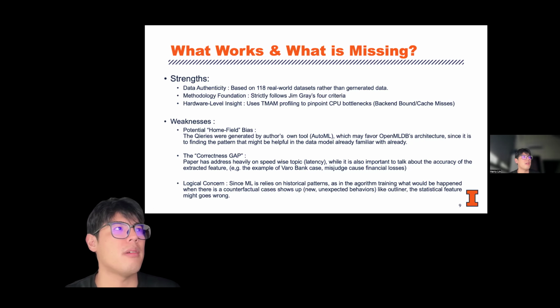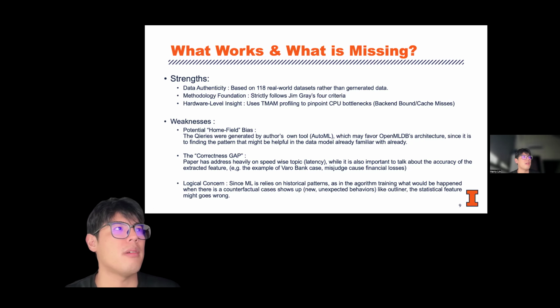And following that is a weakness, the potential home field bias. The queries were generated by the authors with tools like AutoML, which may favor the OpenMLDB architecture, since it is finding patterns that might be helpful in a data model it is already familiar with.